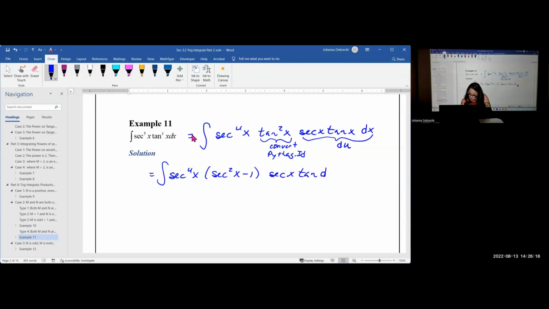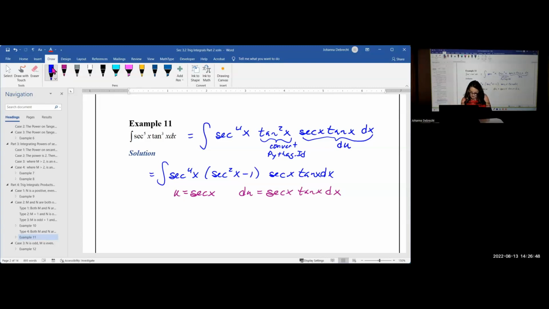Now you can do the substitution at any point. Some people like to work with the trig functions. I tend to want to substitute them out early, partly because I'm lazy and I don't want to have to keep writing all the trig functions. So the next thing I would substitute would be u is secant of x, and du is going to be secant of x tangent of x dx, which takes care of the one that we pulled off of each one of them.